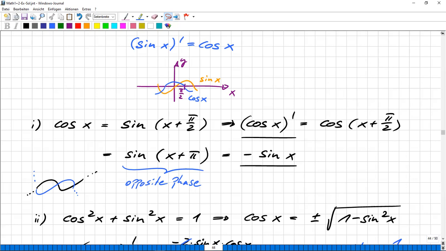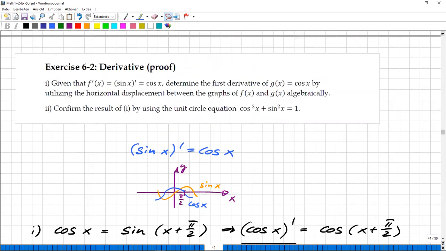The other one asked here is, again, confirming, this time confirming the result of part 1, but now using a different method, which is even nicer, you could say. It's using the unit circle equation, which we all know to be like that the squared sum of cosine and sine of x is always equal to 1. So this is one of the nicest equations of geometry, actually. And then, well, describing the whole geometry of the unit circle. That's what it means. That's what it contains.